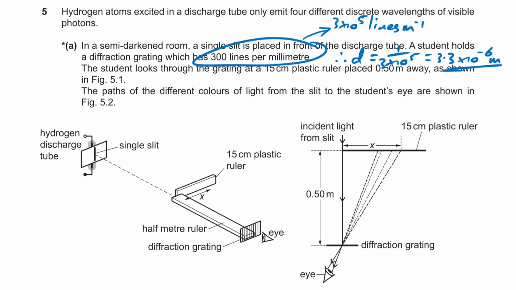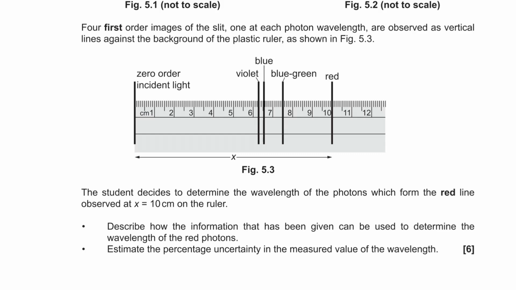Okay, we have a 15 centimeter plastic ruler. Oh, we don't even care about that, right? And we have 0.5 meters away. So here we have our first order for all the different wavelengths. We're being asked about the red one here. So how can you determine the wavelength? Estimate the percentage uncertainty in the measured value of the wavelength.